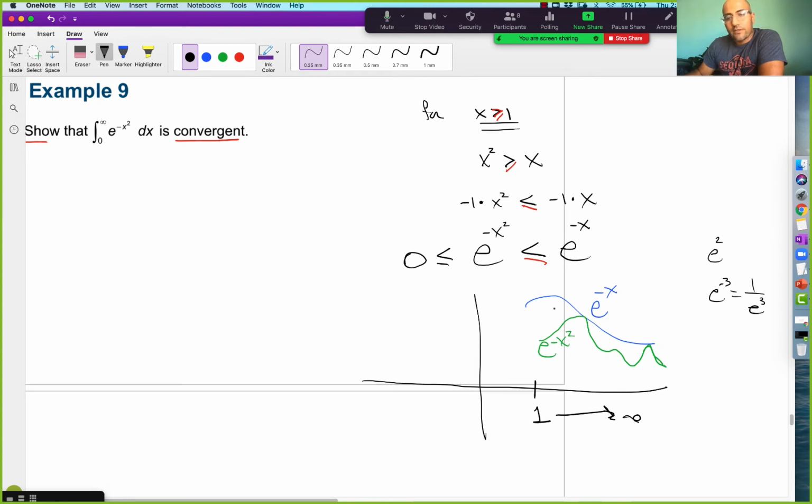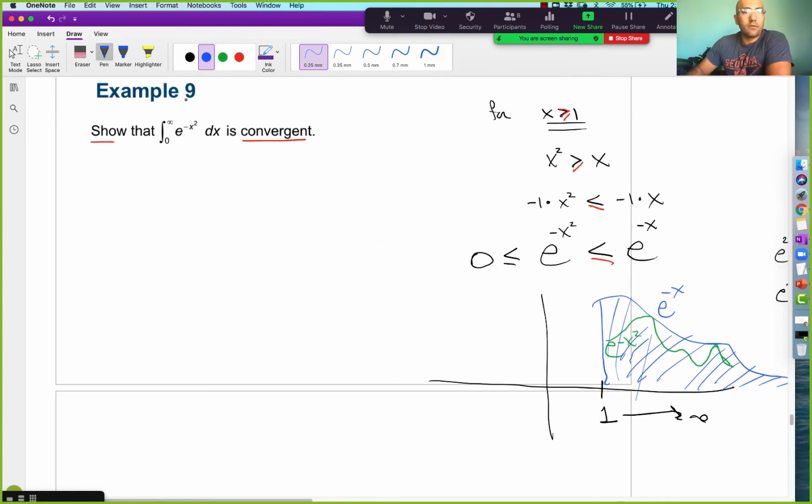Good. Okay, so now that I have a simpler function to compare it to, if I can show that the blue one, going out to infinity, converges, that the area underneath the whole blue is equal to some constant, then that's enough to conclude that the smaller one must also converge. Good. So that's what I'm on a mission to do now. So now let's figure out the integral.